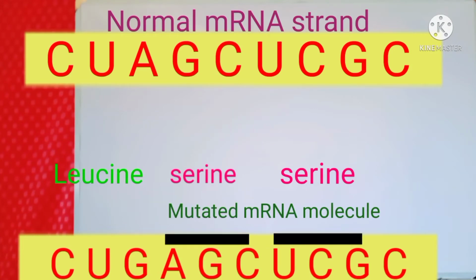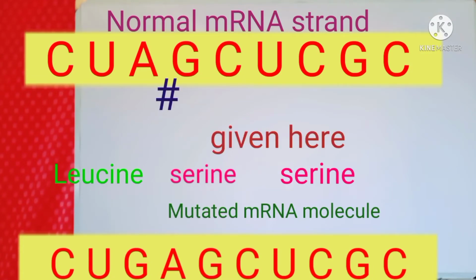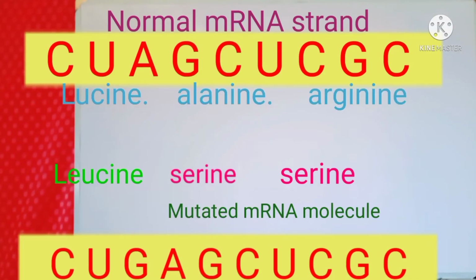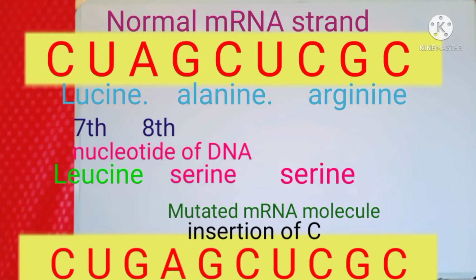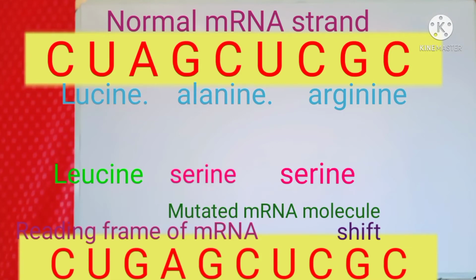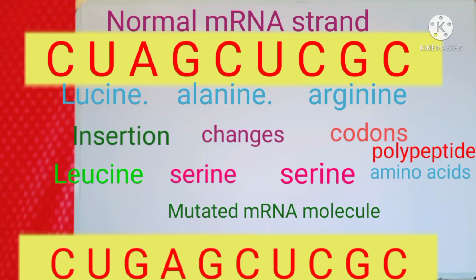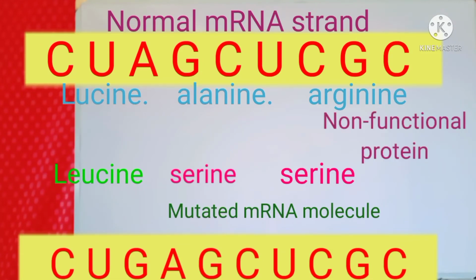So these two codons code for the same exact amino acid, and notice that this sequence is different from the original one. Here we have serine, and next we have alanine and arginine. So we see that the insertion of the cytosine nucleotide between the 7th and the 8th nucleotide of the DNA causes a shift in the reading frame of the messenger RNA molecule. This insertion changes the codons read by the ribosomes, which changes the sequence of amino acids produced on the polypeptide chain, and this usually results in a non-functional protein.